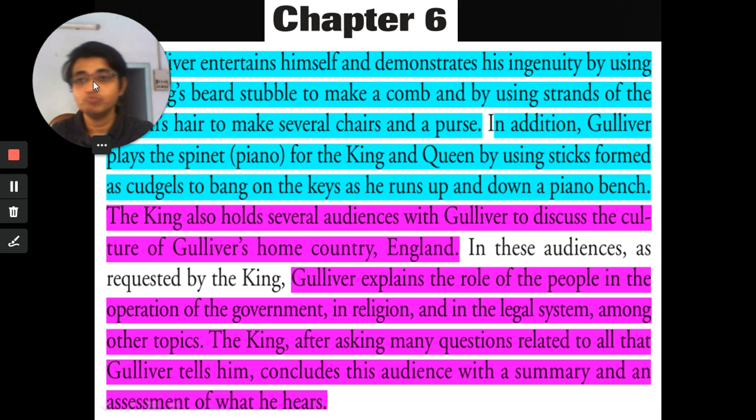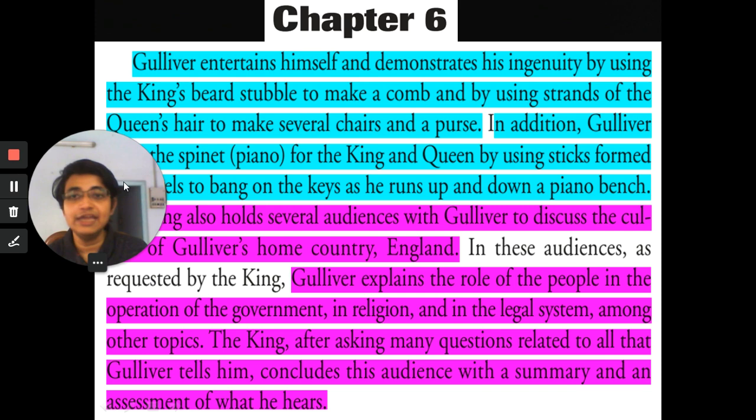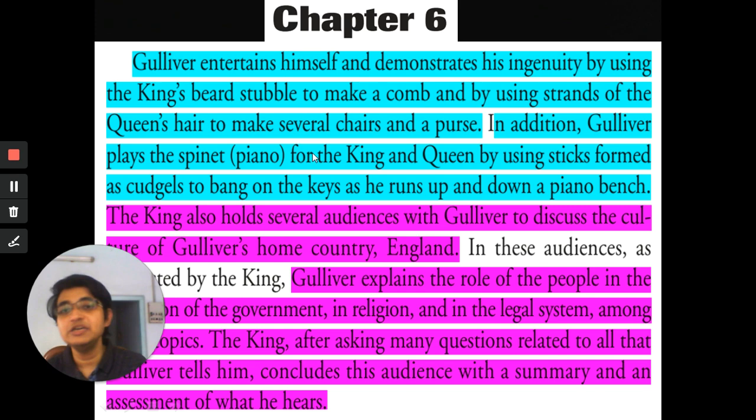In chapter 6, Gulliver entertains himself and demonstrates his ingenuity by using the king's beard stubble to make a comb, and by using strands of the queen's hair to make several chairs and a purse. Gulliver shows his various ingenious skills.